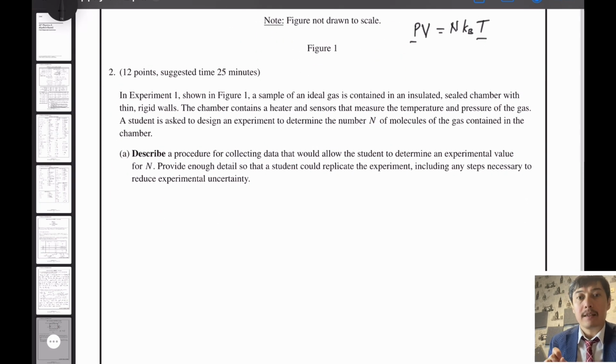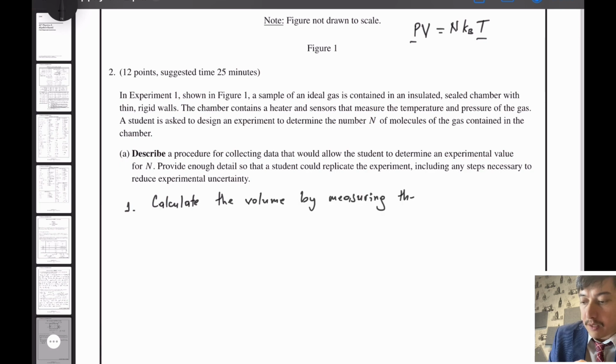Now, the first thing in the experimental procedure is preparing the experiment, the setup part. Because everything is set up, there is no need to change anything. But there's one thing at the beginning which can be done, which is measuring the volume. How can a student measure volume? He can calculate the volume by measuring the dimensions of the container. Let's write that: calculate the volume by measuring dimensions. We already know that the volume can be calculated by measuring the width, length, and height of the container.